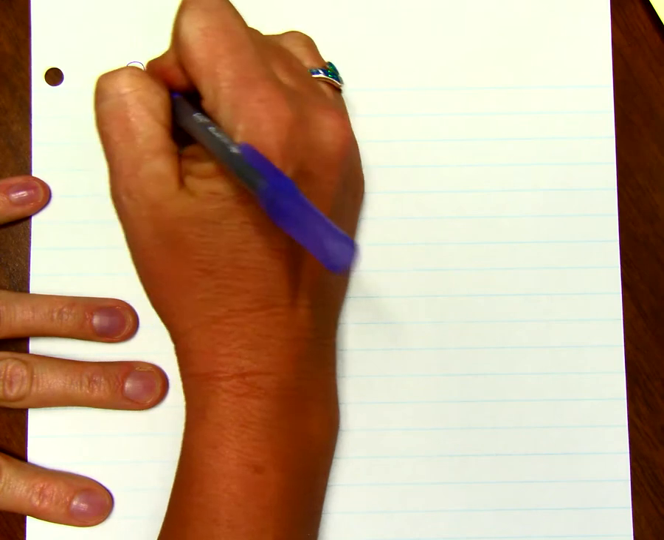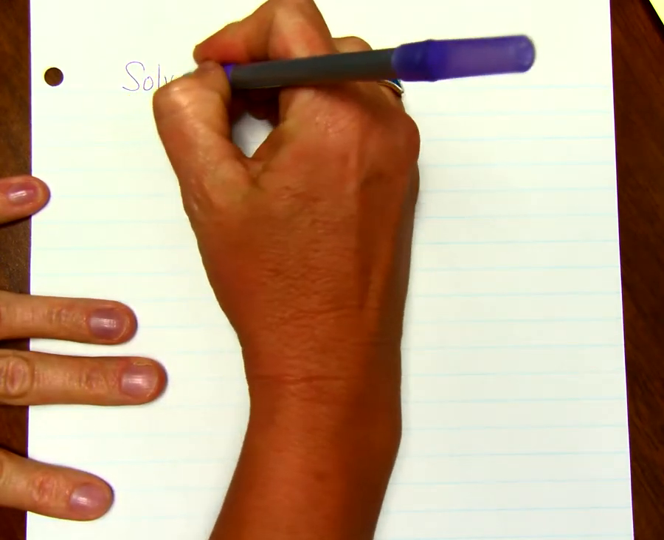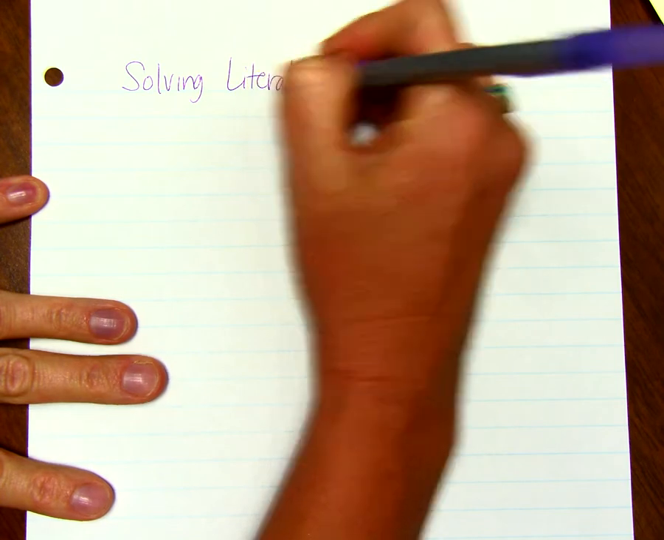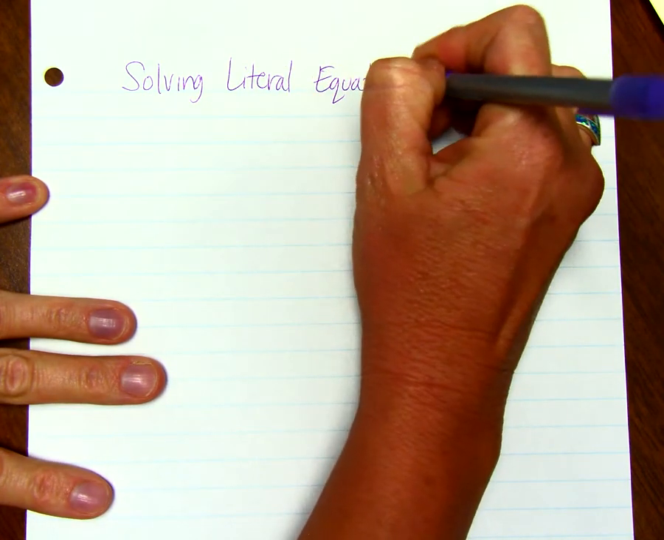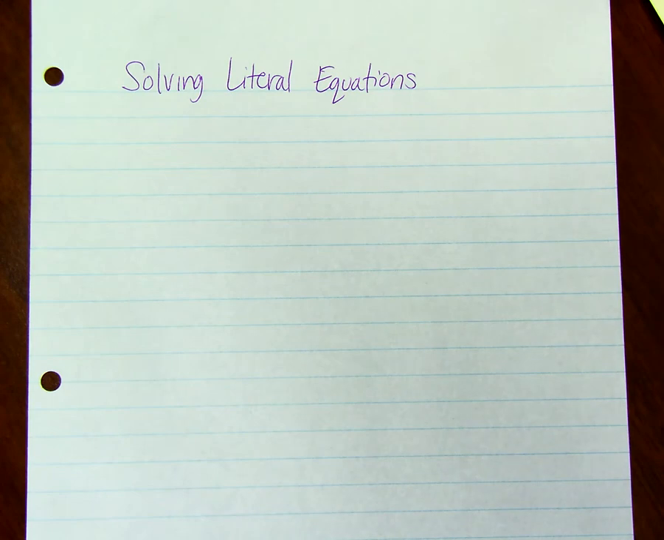Today we are going to be learning how to solve literal equations. Solving literal equations. So how do you know if something is an equation? Okay, I assume that you figured out what it means to be an equation. So a literal equation is an equation that has more than one variable.